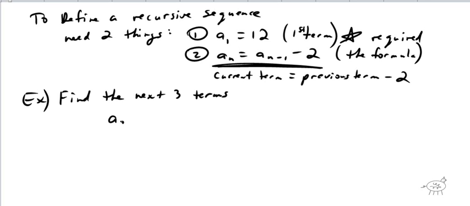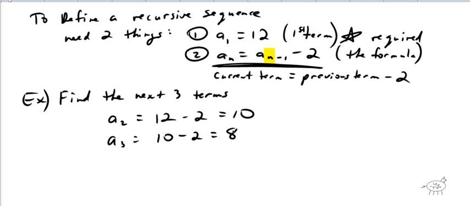Well, that means you're going to say a sub 2 is a sub n minus 1, which means the previous term, which is 12, minus 2, which is 10. So you can look at it, a sub n minus 1 is the previous term, or literally if I put a 2 in where n is right here, 2 minus 1 is 1, so it's a sub 1. So a sub 2 is a sub 1 minus 2. Okay, but I like to look at it as, hey, it's the previous term. So then if I said a sub 3, it's the previous term, which is 10 minus 2, which is 8.